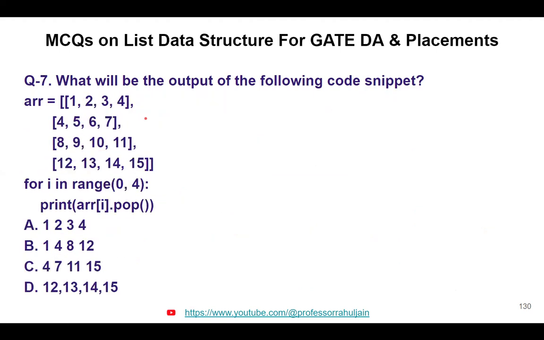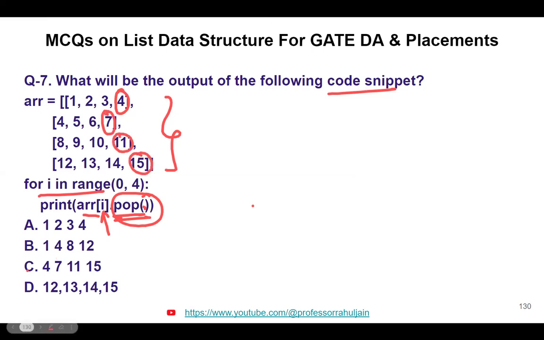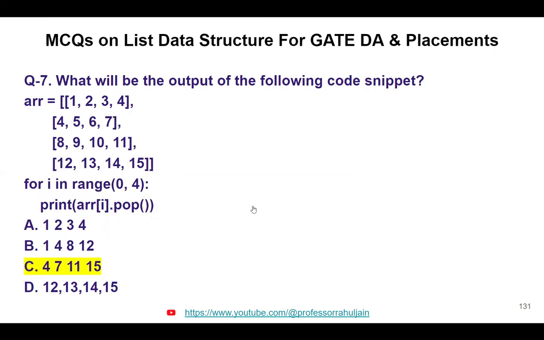Next, what will be the output of the following code snippet? You can see a two-dimensional array is given, for i in range 0, 4, print array i dot pop. Basically, the pop method is for deletion, and it also returns the element we are deleting from the array. If we are not passing any parameter inside the pop function, then by default it returns the last element of that 1D array, because here we are only using one rectangle bracket. So the last element of each of these: 4, 7, 11, 15. Option C is the correct answer.